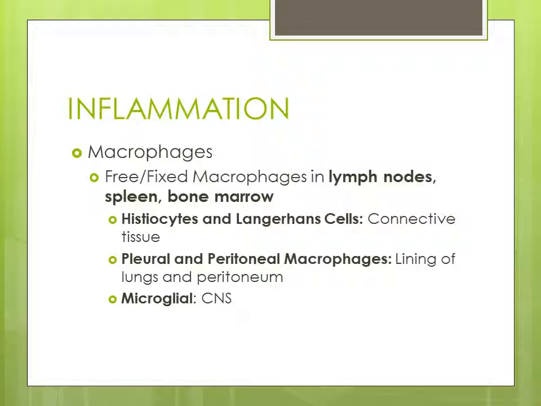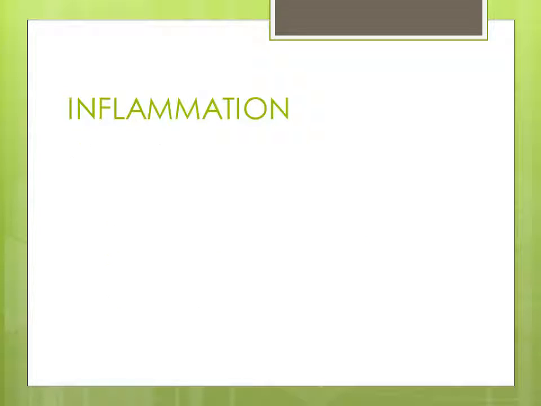Pleural and peritoneal macrophages. So pleural referring to the lungs, peritoneal referring to the peritoneum. Got to use those context clues, right? And, of course, microglial cells you definitely must have heard of in anatomy, which are found in your CNS, or your central nervous system.